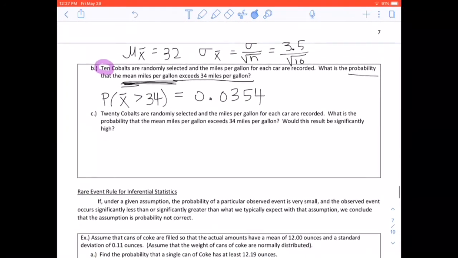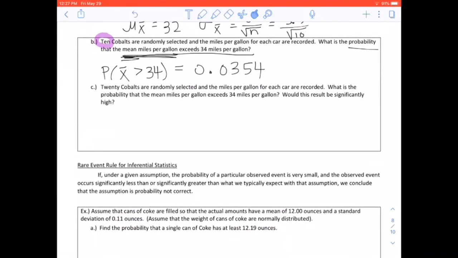Part C now says 20 Cobalts. So this time we have 20. Think about how this is going to change our problem. It says they are randomly selected and the miles per gallon for each car are recorded. What is the probability that the mean miles per gallon exceeds 34 miles per gallon? And would this result be significantly high? So the first thing let's calculate is the probability that X bar is going to exceed 34 miles per gallon.